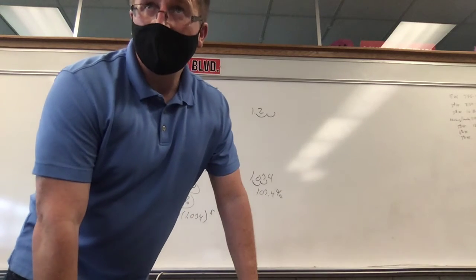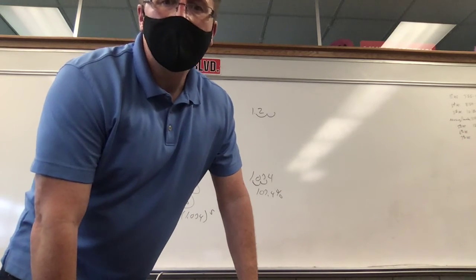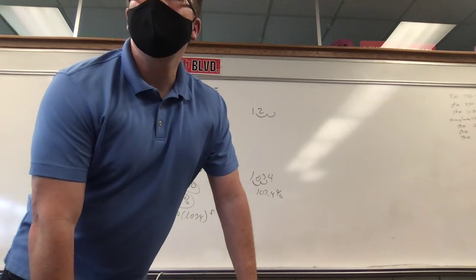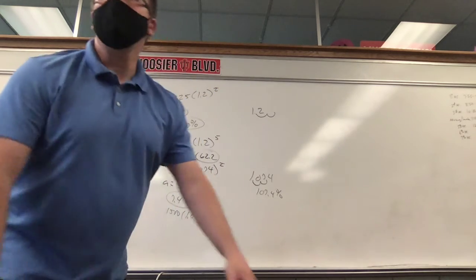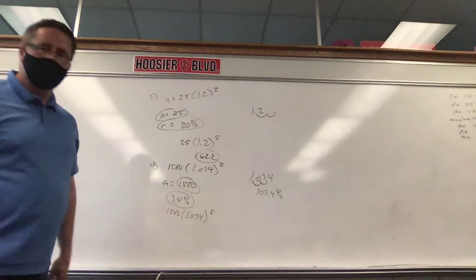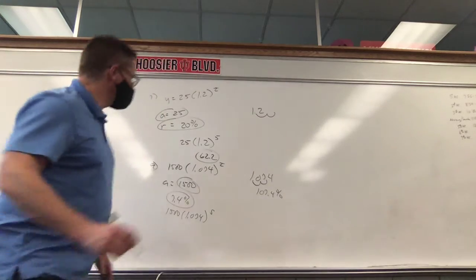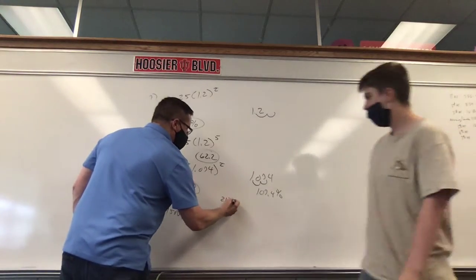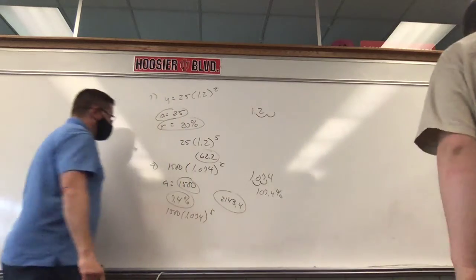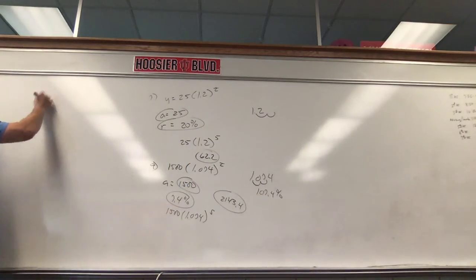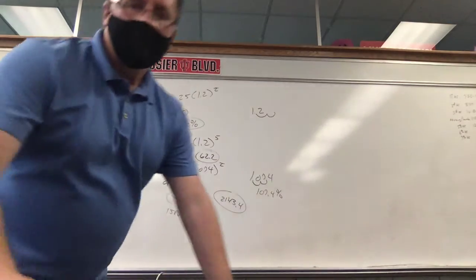2,000? What'd you get? The cage. Shh, guys. 2143.4. Yep, 2143.4. Let's say all we do is nothing. Okay, number 11. Let's keep going. That's not what I got.